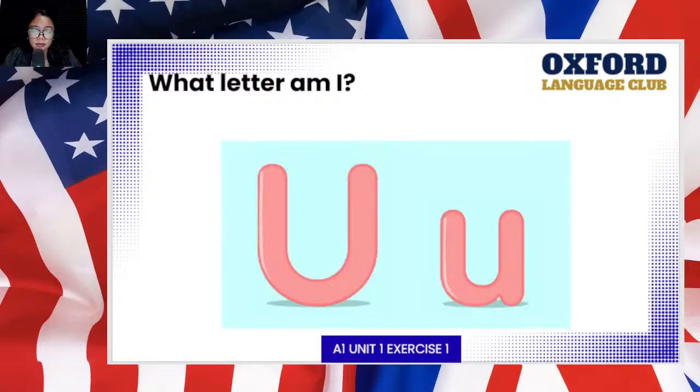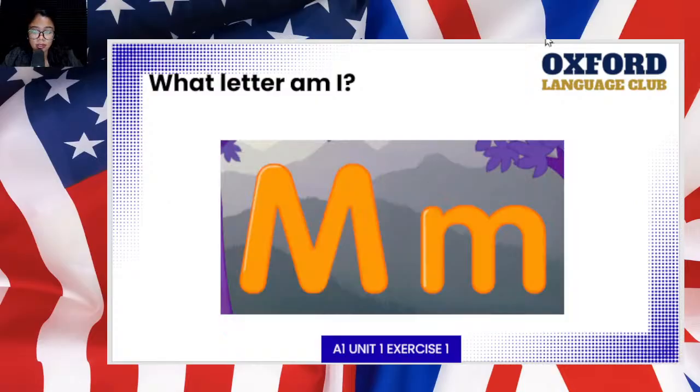Next. Okay. What is the name of this letter? What do you think? That is letter U. Now, how does letter U sound? What is its sound? It sounds like uh, but cut off. Uh. Okay. So that is letter U. Again, letter U. Okay. We move on to the next letter.